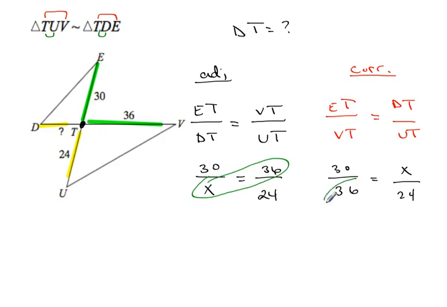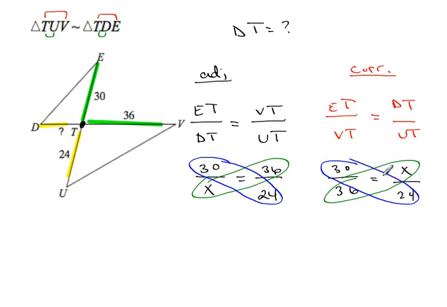Either way you look at this, if you're looking at your cross products here, you're going to get 36 times X and 36 times X, 30 times 24, 30 times 24. So the cross products will be exactly the same, so you're going to get the same answer no matter what. So before I take those cross products, I'm actually going to simplify this a little bit.